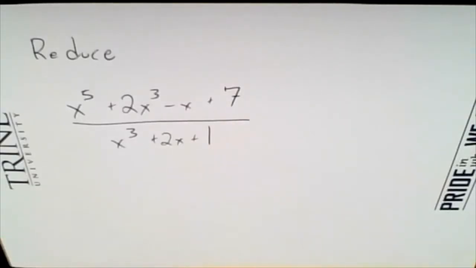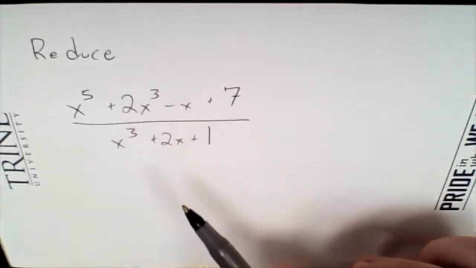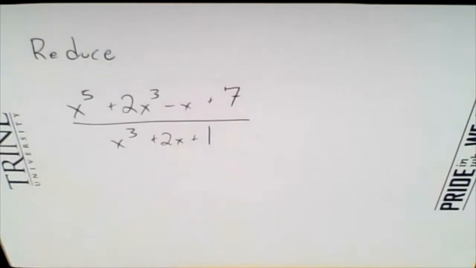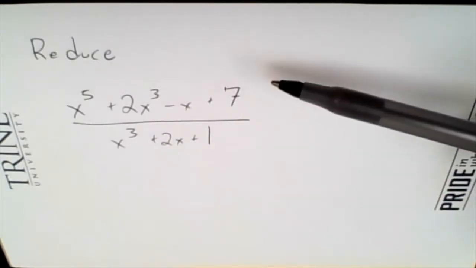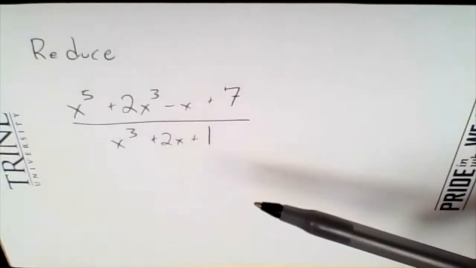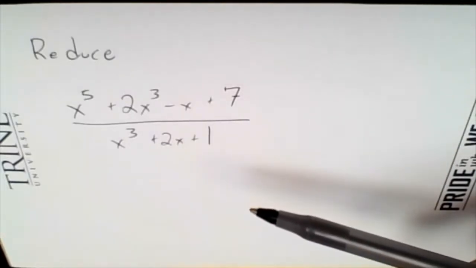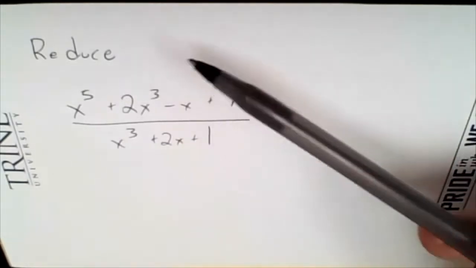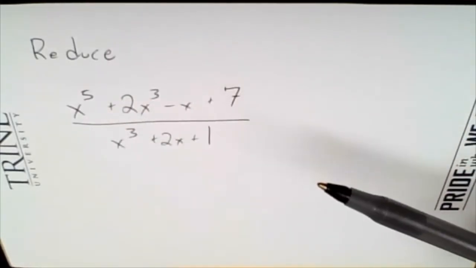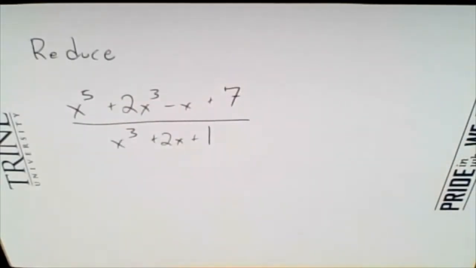Okay, I'd like to work through a problem that requires polynomial division. Here I've been given a rational function, so I have some fraction. The numerator is a polynomial, and the denominator is also a polynomial. And I've been asked to reduce this fraction, or reduce this rational function.